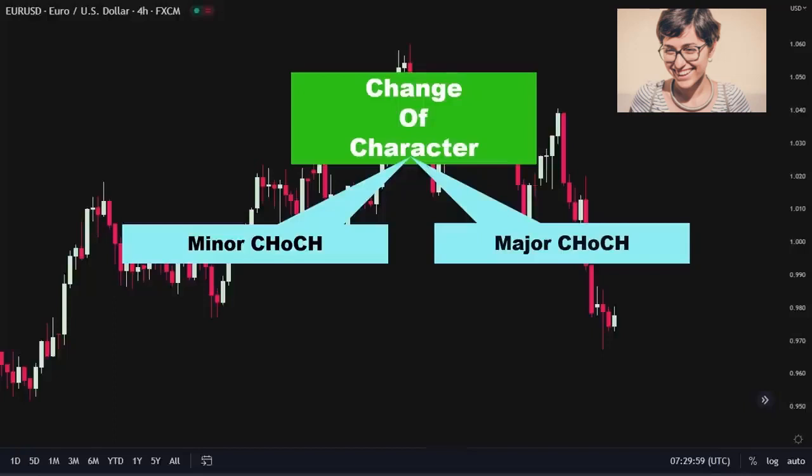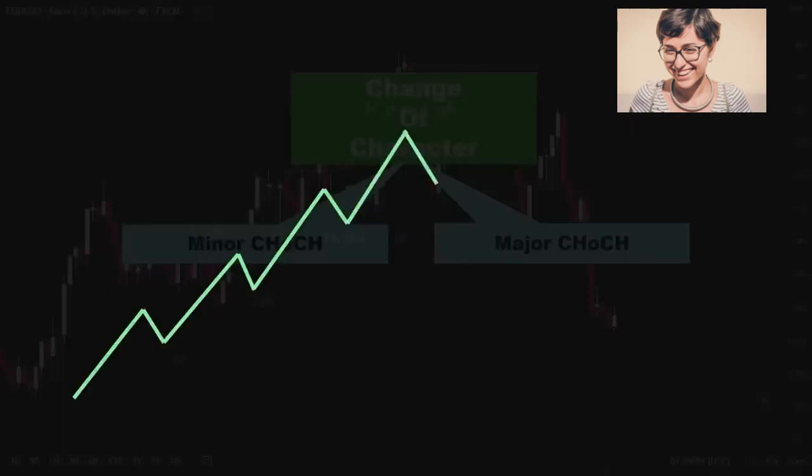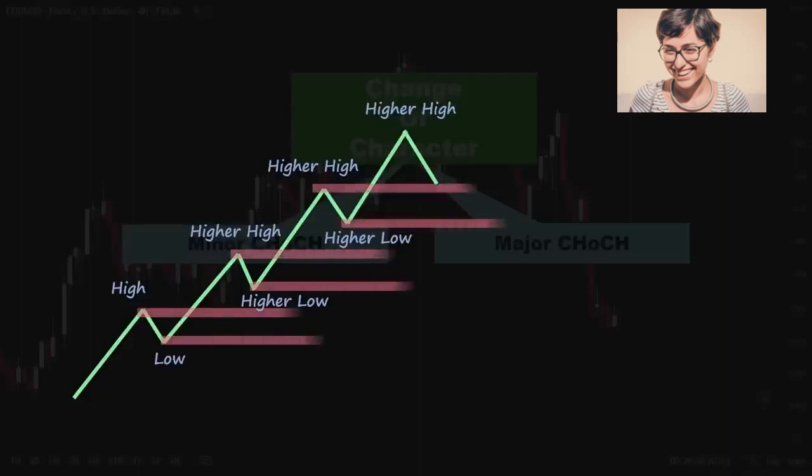Suppose we have a bullish market where price makes a series of higher highs and higher lows. In this case, each high and low is a market structure level. The most recent higher high and higher low is the one we monitor. Breaking the most recent higher low to the downside shows that price tends to go to the downside and wants to change its primary direction, which we consider a change of character.